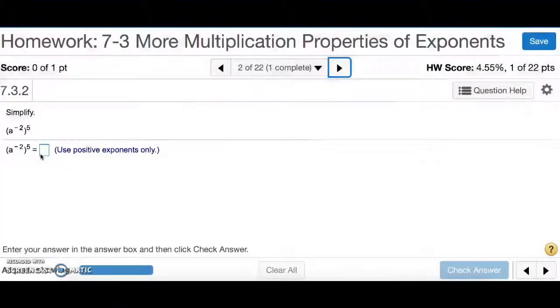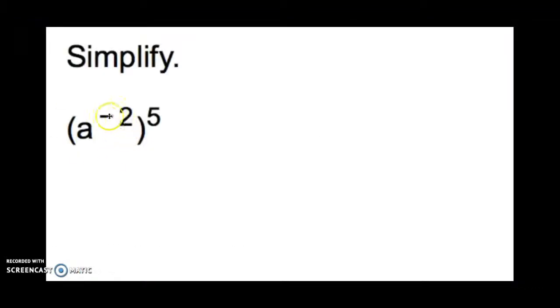That's number 1. Number 2, you're being asked to simplify. You have a to the negative 2 power being raised to the 5 power. So let's take a closer look at that. Since we have an exponent being raised to a power, the rule says we multiply the exponents. So we do that and we get negative 10.